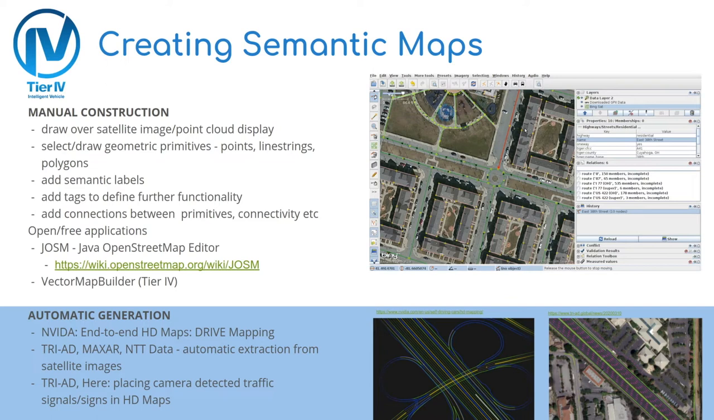A free application to do this map creation for Lanelet 2 maps is JOSM, the Java OpenStreetMap Editor. An example of manually building such a map from a satellite image is shown on the right. Another Lanelet 2 map creation tool is the Vector Map Builder from Tier 4, which I will introduce in the next slide. Finally, automatic generation of HD maps is a hot topic, and all of the commercial HD map providers mentioned in this presentation have proprietary solutions.